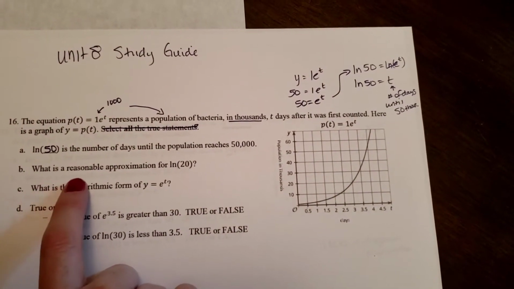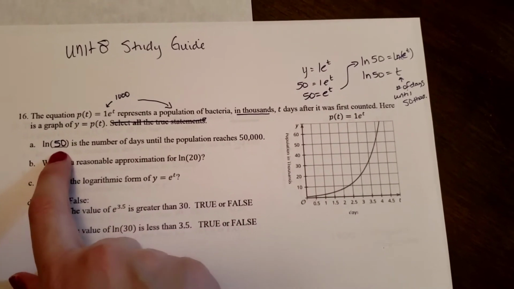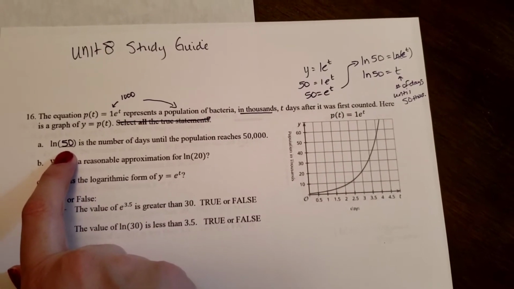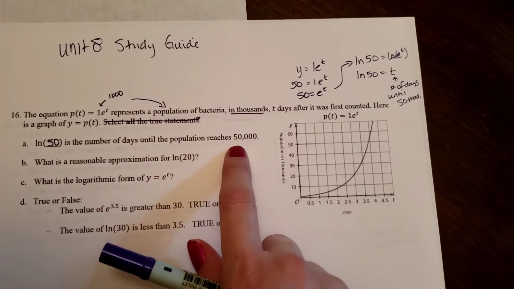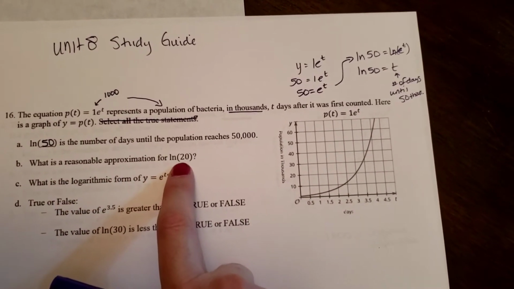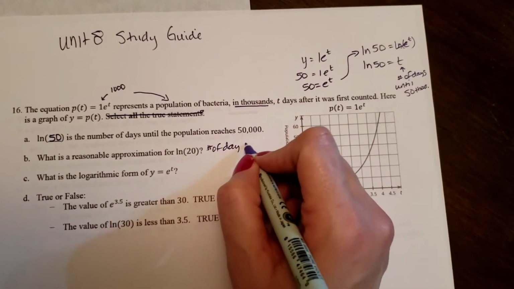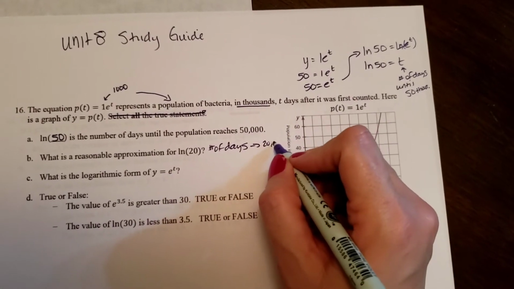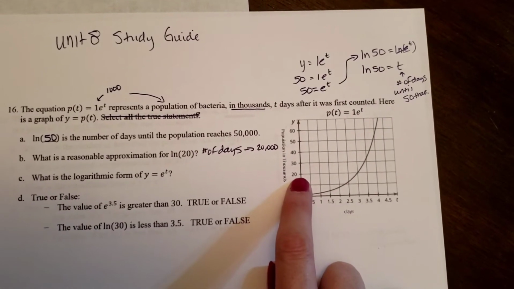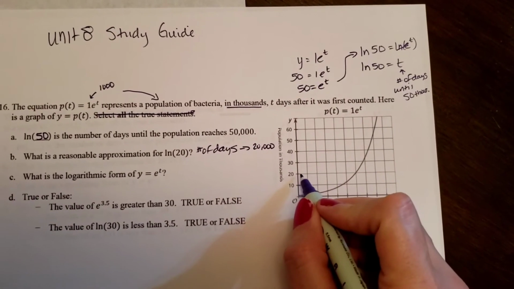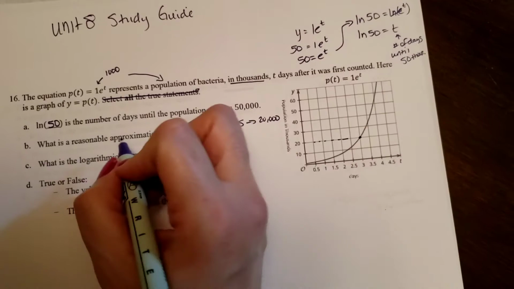The second one says, what is a reasonable approximation for the natural log of 20? From here, I know that the natural log of 50 is the number of days until the population reaches 50,000. So the natural log of 20 should be the number of days for it to be 20,000, right? So I'm going to look for 20,000. There's my 20,000, and if I go over to my graph, I get right there, and that's about 3 days.